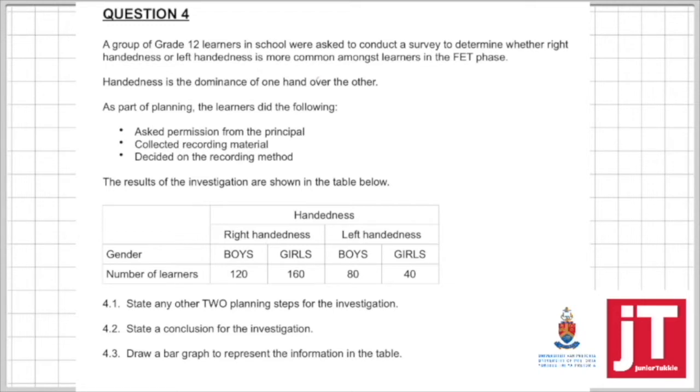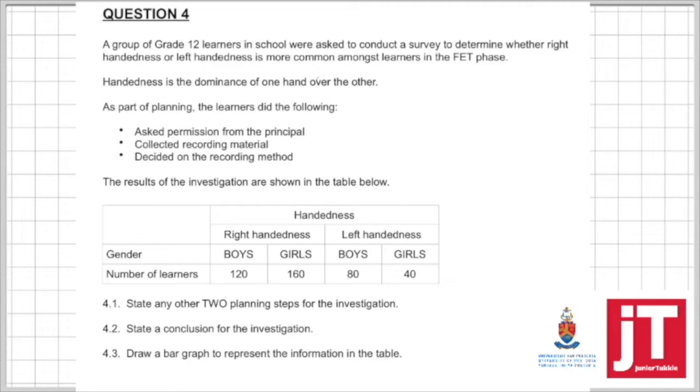If you look at this question, you can see there's 3 questions and it is 10 marks. Right, let's read. A group of grade 12 learners in school were asked to conduct a survey to determine whether right-handedness or left-handedness is more common amongst learners in the FET phase. Handedness is the dominance of one hand over the other. As part of planning, the learners did the following. They asked the permission from the principal, collected recording material, decided on the recording method. The results of the investigation are shown in the table.